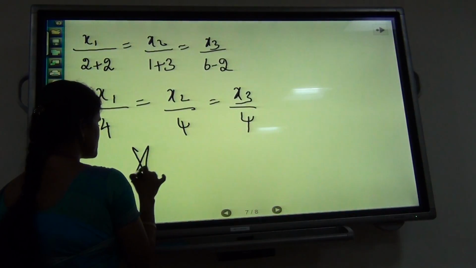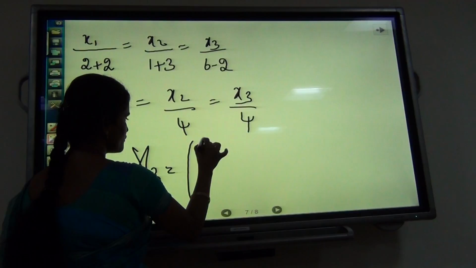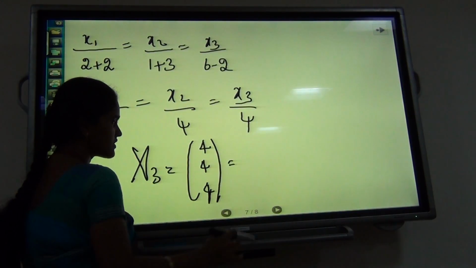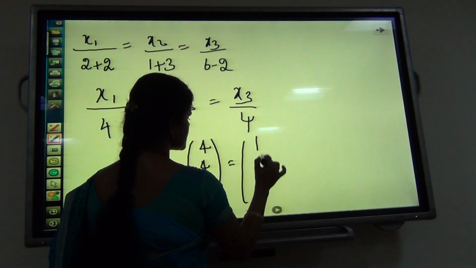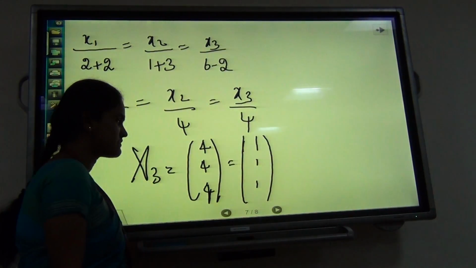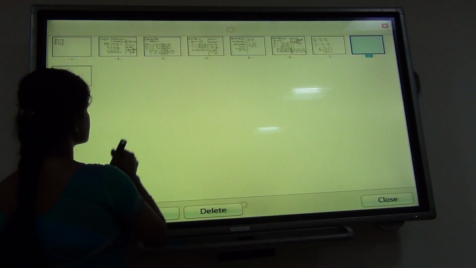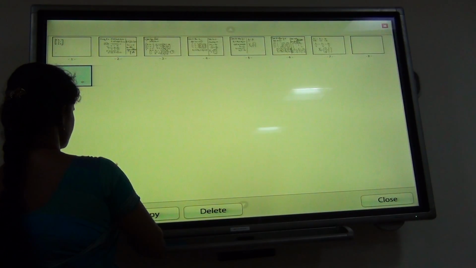So what is your capital X3? It is 4, 4, 4. You can also very well write this as 1, 1, 1, since for eigenvectors it is throughout divisible by 4.